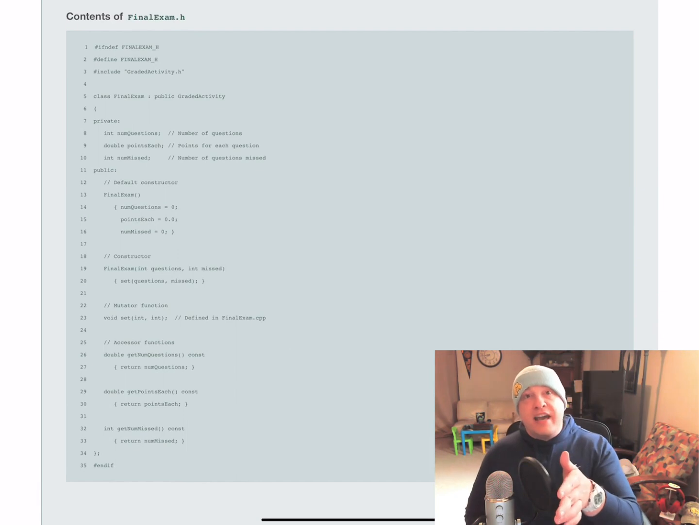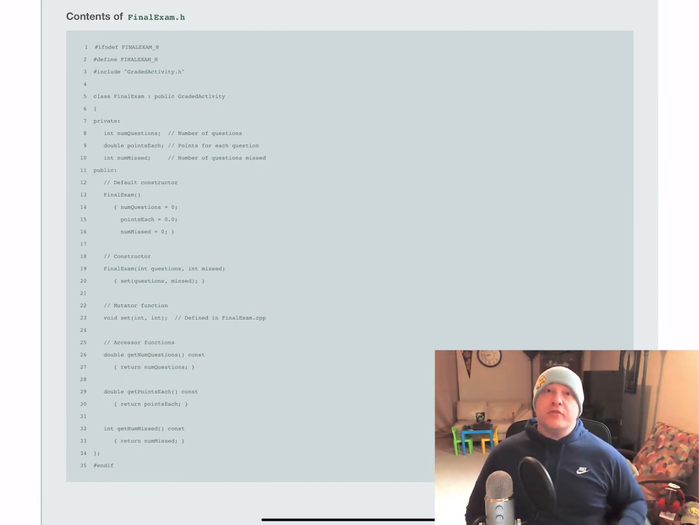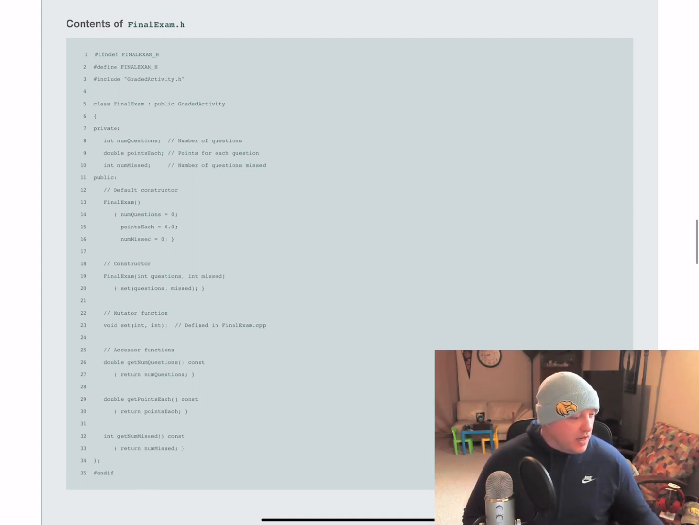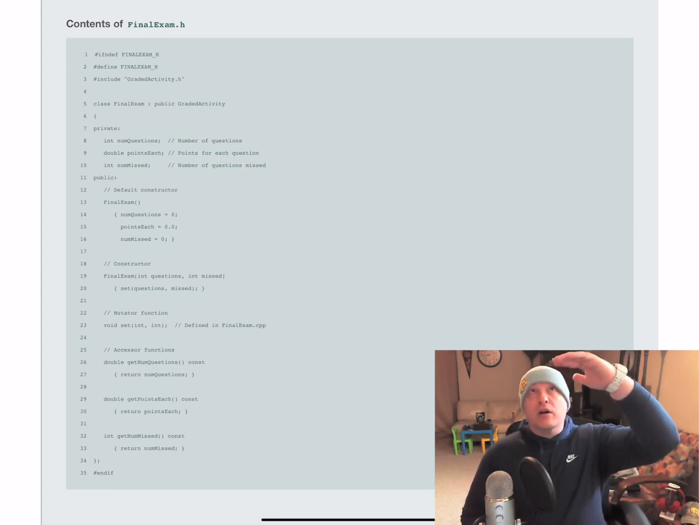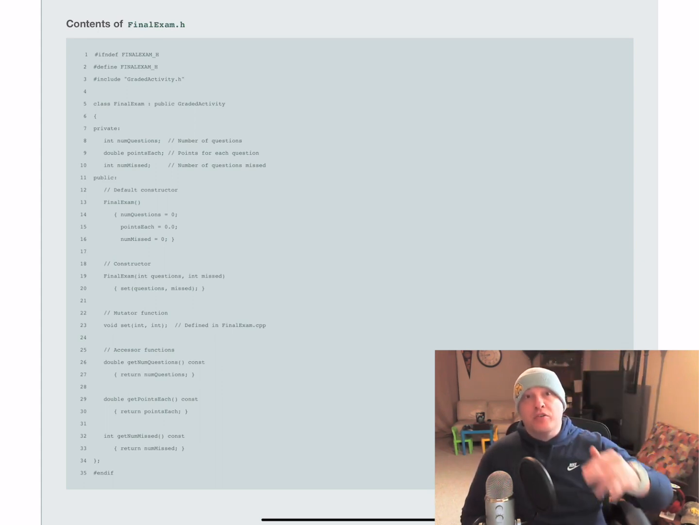So a final exam is going to be derived from a graded activity because it has a name, and because it has a score, and because it has a get letter grade. We don't have to redefine these here in final exam. So as you can see, on line number 5 here of the code sample, class final exam : public graded activity. That is creating that bind between our base class and our derived class.